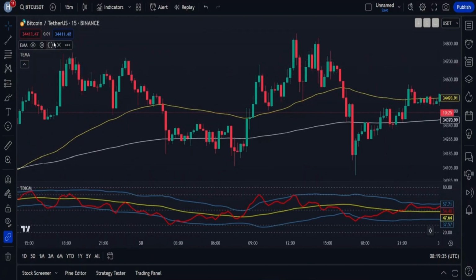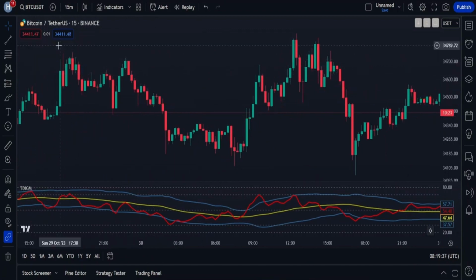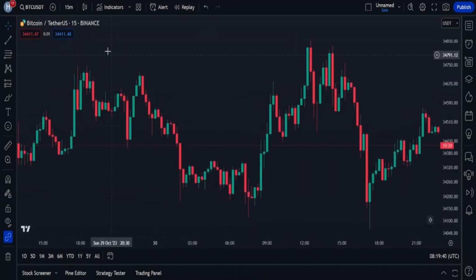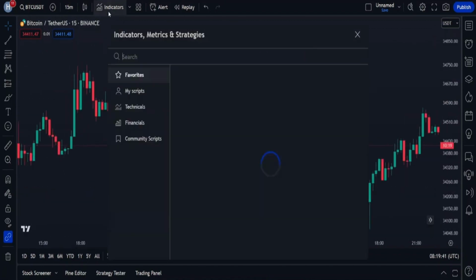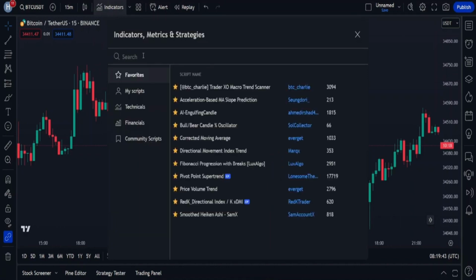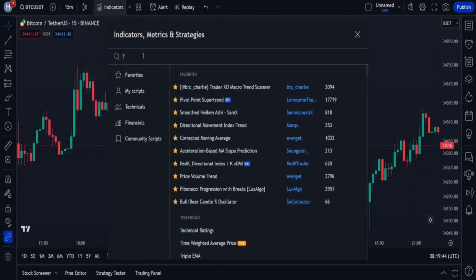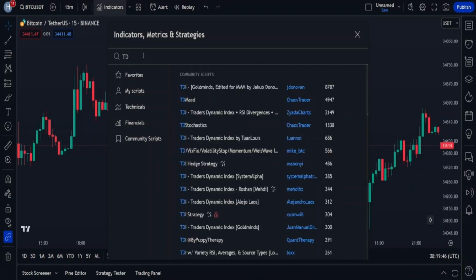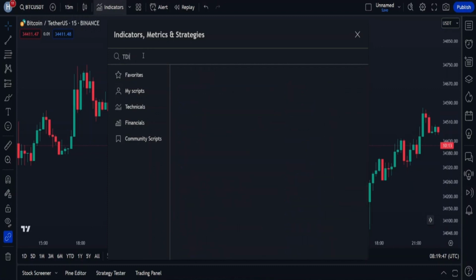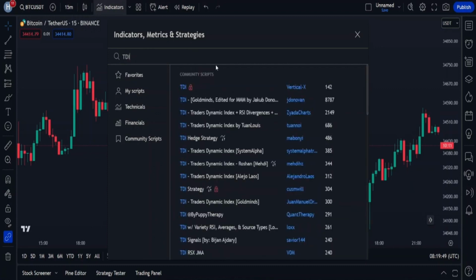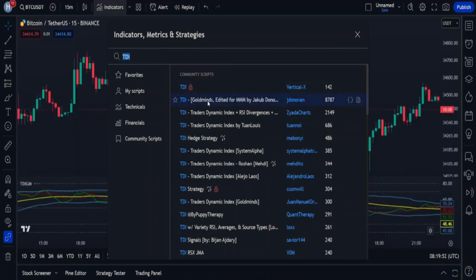Now I will quickly remove these indicators from the chart to explain their settings from the very beginning. First of all, we will add the main indicator of our strategy to the chart. For this we will go to the Indicator Search tab and find the TDI indicator. After that we will select the indicator created by J. Donovan and add it to the chart.